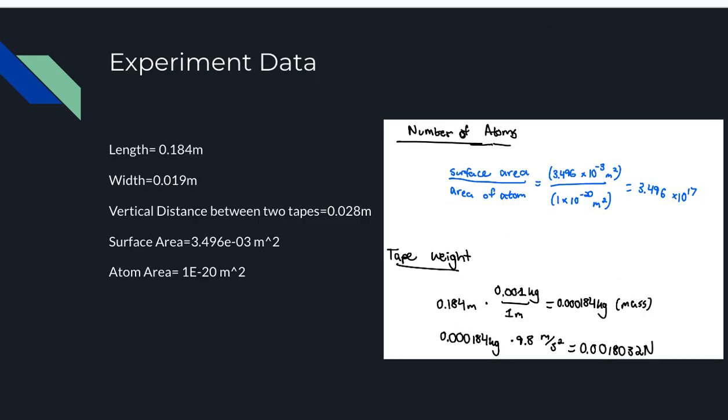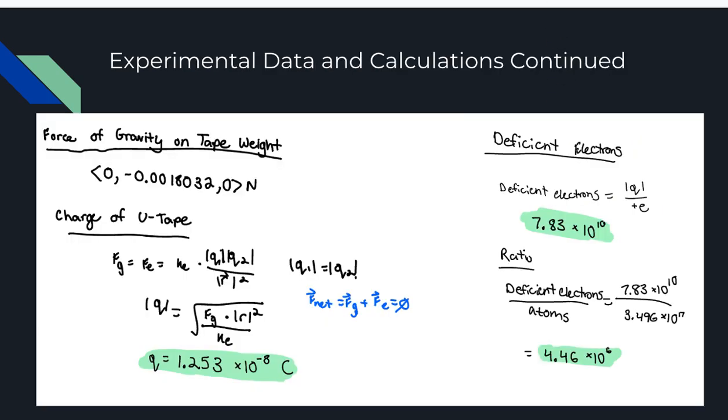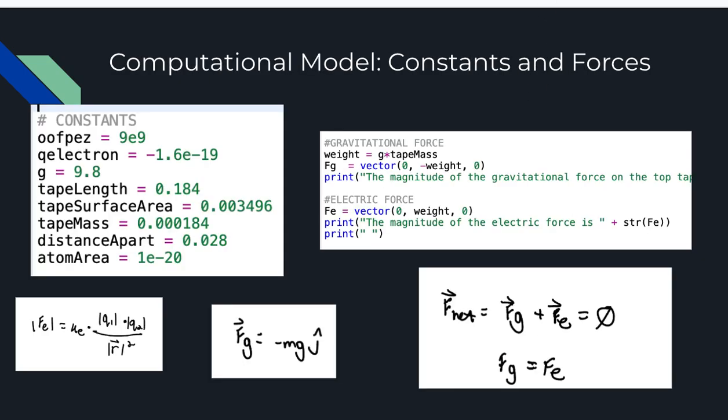This was the experimental data, calculating the number of atoms and the tape weight, and then here's the length, width, vertical distance between two tapes, surface area, and atom area. This was the experimental data and calculations continued: the force of gravity calculated, the charge of the U-tape right here, the deficient electrons calculated, and the ratio of deficient electrons to atoms here.